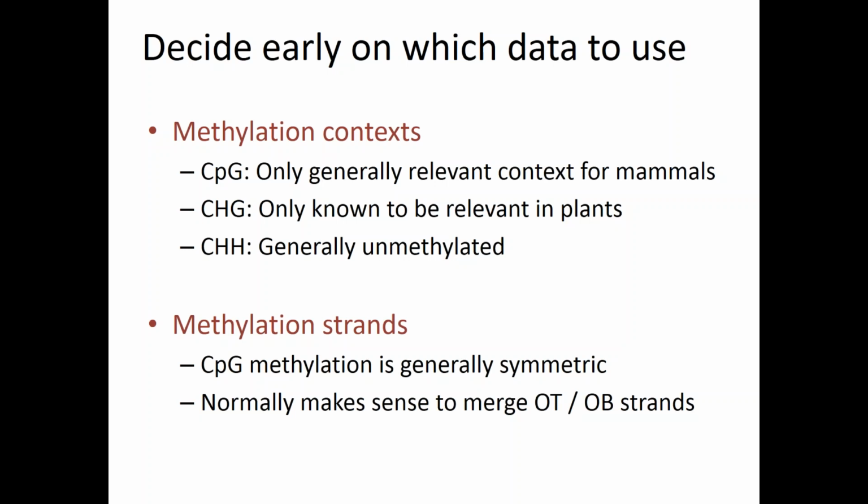The other decision you get to make very early on is how you treat the methylation calls from the two different original DNA strands. Here you have a top strand and a bottom strand in your genome, and you don't necessarily have the same methylation pattern on the top strand as you have on the bottom strand. But again, we normally make the assumption that in CG context, the methylation is likely to be symmetric between the top and bottom strands. So again, you don't have to, but most of the time it makes sense to analyze only the CG data and to merge together the information on the top and bottom strands to give yourself a single, simpler data set to work with.